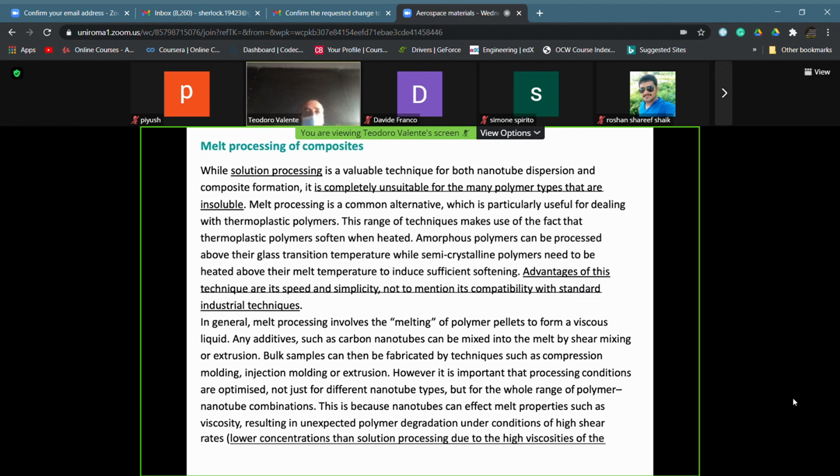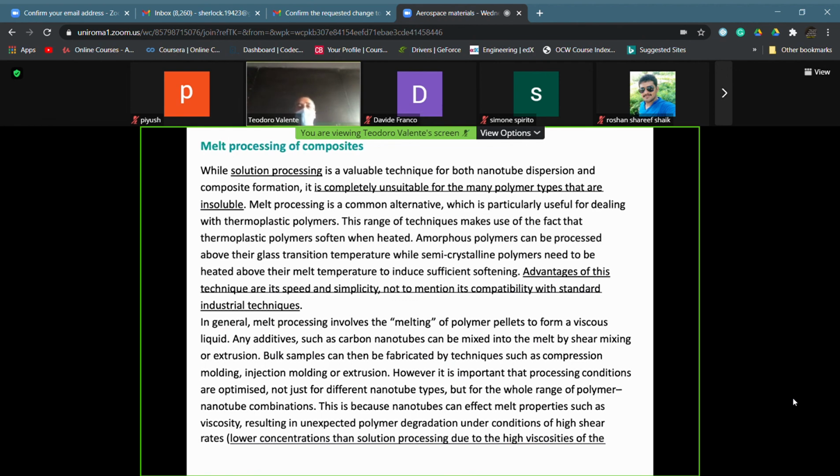Why? Because if we remember our classification of polymers, the two big ones, not the only ones because there is also the elastomeric materials class, but the two big ones are the thermoplastic and the thermosetting. The thermoplastics do have a melting temperature. The thermosets do not have a melting temperature. So we are talking about melt processing technology. And so you must not be surprised if I write that this technology is particularly useful for dealing with thermoplastic polymers.